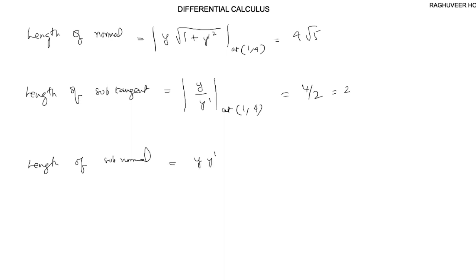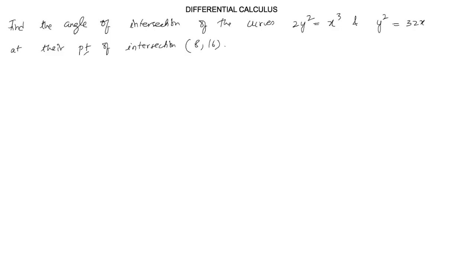So you can simplify it to root 5. And length of subnormal, y y dash at (1, 4). Okay, now let us try to solve this problem.